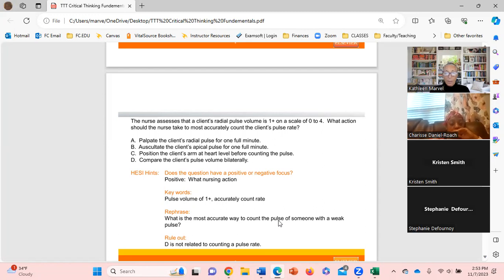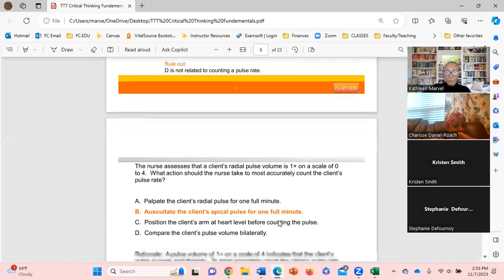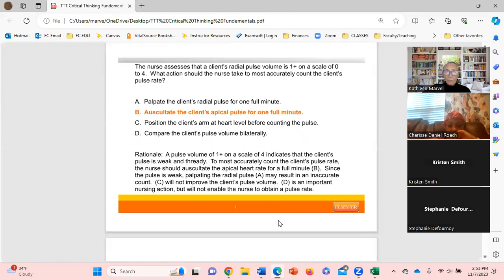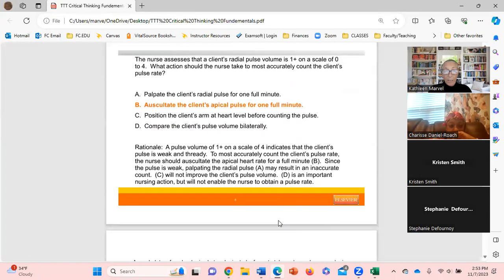Okay, and what can we automatically rule out? We can automatically rule out D. So now I've got 3 possible answers. Okay, the correct answer is B. Right? Did you know that? Did you guys get that correct?